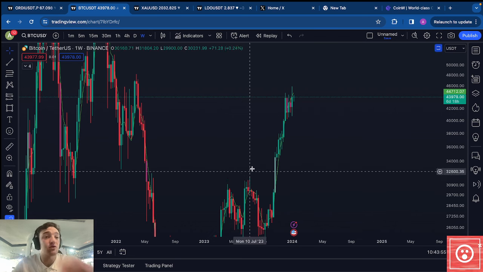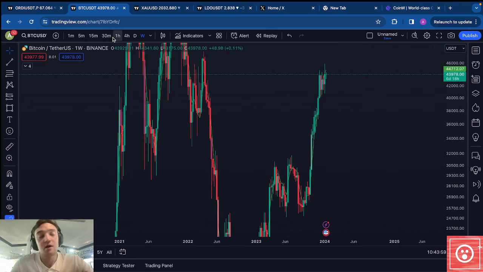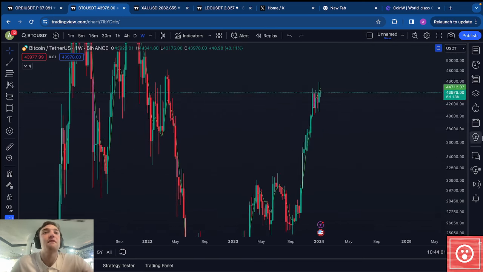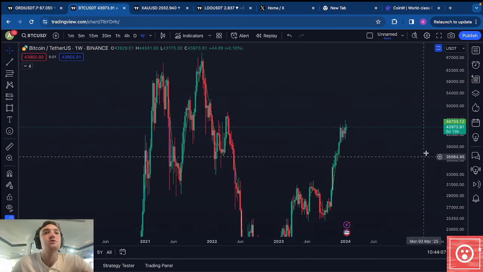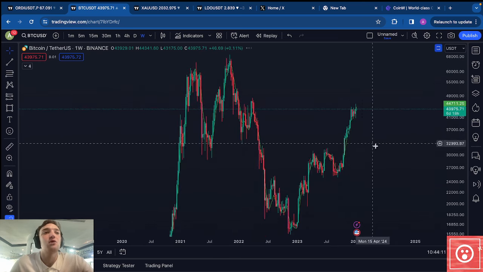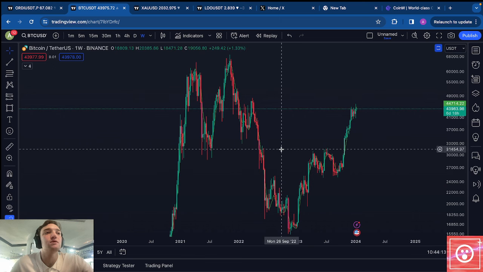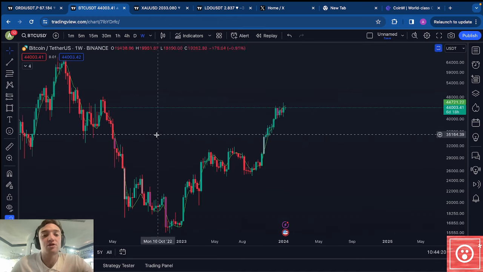Basically, what you want to do is go to Bitcoin or any crypto or any currency, and then click on the weekly time frame. Up here, I am on TradingView, and you click weekly. What you can see here is what is happening with Bitcoin right now. I want to mark out my key levels for Bitcoin, even on the weekly time frame. It's important to mark out very, very strong levels here.